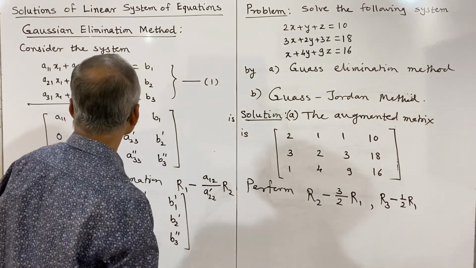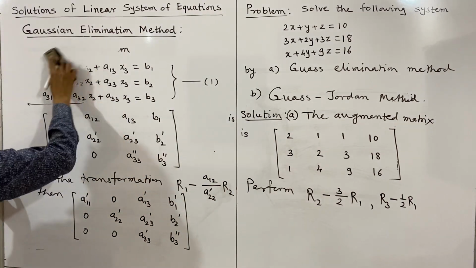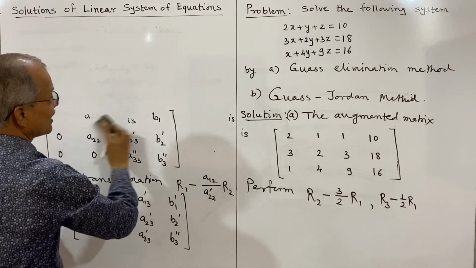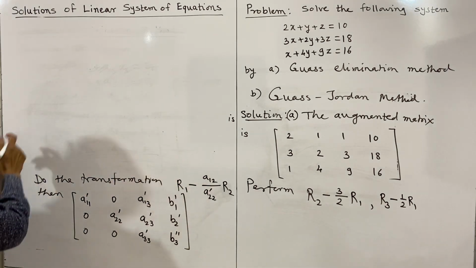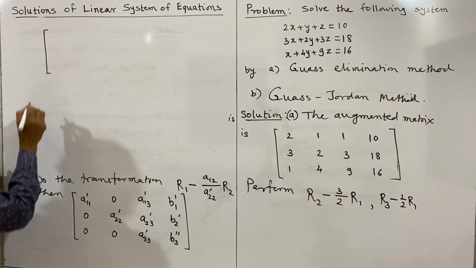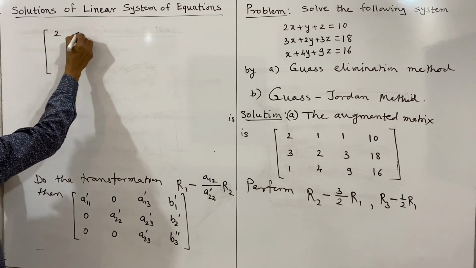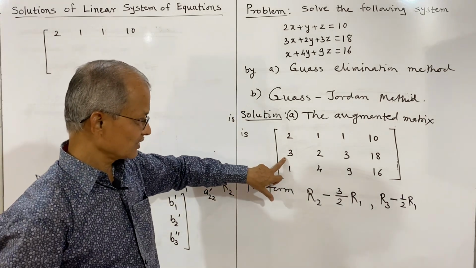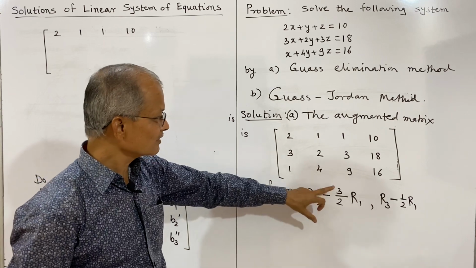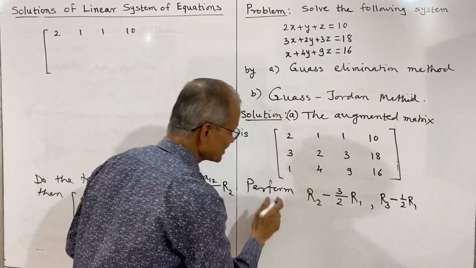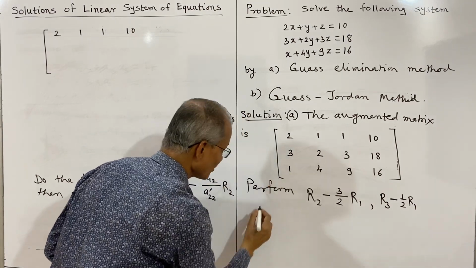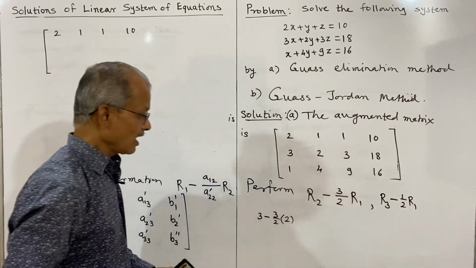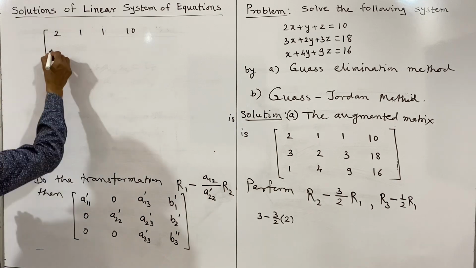There is no change in the first row. So I shall write the matrix here. See, there is no change in the first row, and the row will be 2, 1, 1, 10. And now see, the second row changes, because it is 3 minus 3 by 2 into R1. What is the element in R1? That is 2. And therefore this is 3 minus 3, which is 0.